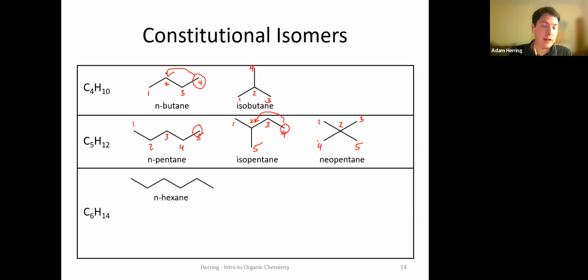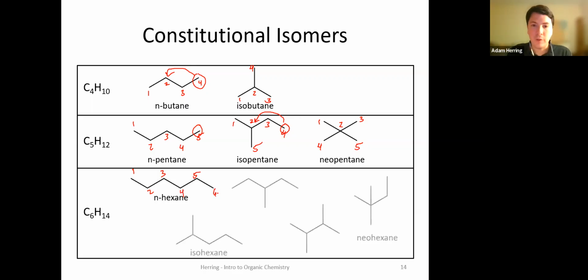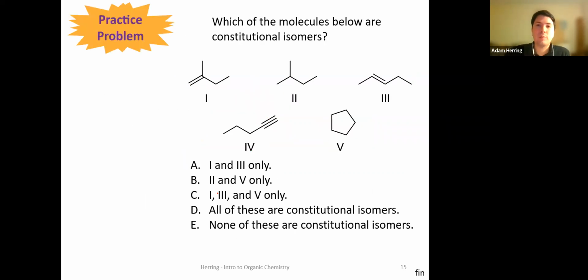Now we look at N-hexane, and we could repeat this process. Label the different carbons, take one from the end, and attach it throughout. What you can see here is that as we get larger and larger molecules, we get more and more possibilities for our constitutional isomers. It's important not that you memorize these different constitutional isomers, but rather that you recognize that these molecules are related to each other as isomers. All right, so let's practice here.